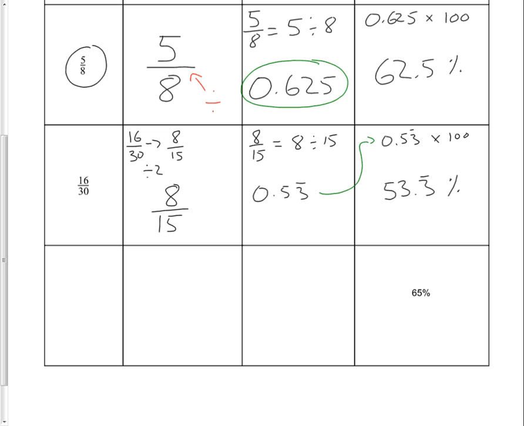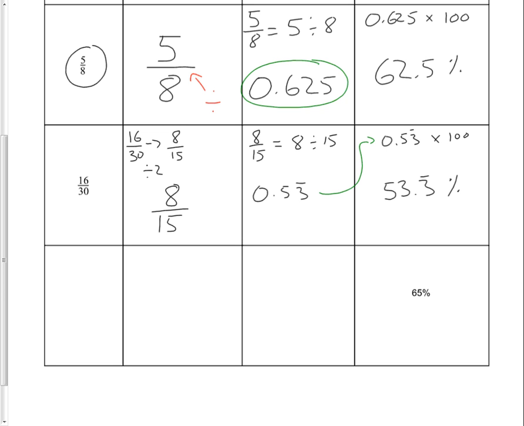So it leaves me with 53.3%. Now we can go from a fraction all the way out to a percentage by going through the decimal, but we can also go the other way. It is entirely possible to go from a percentage into a decimal and then into a fraction.